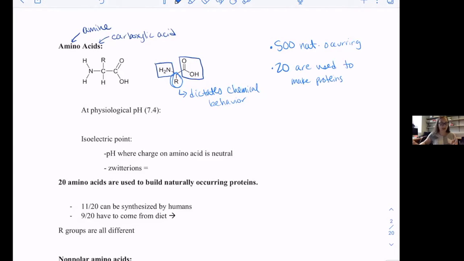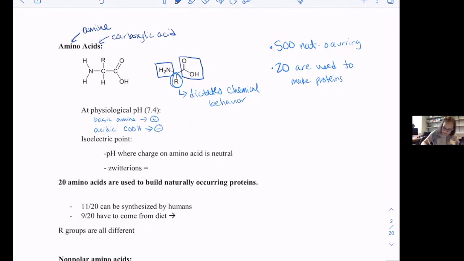Another feature about amino acids is we have to think about the charges associated with them. At physiological pH, which is 7.4, meaning the average in our bodies, the amine is going to be basic. So it's going to have a positive charge on it because it's stolen a proton, because it's a base. We've talked about amines in chapter 14. And then the acidic carboxylic acid, which I'm going to write as COOH, is going to have a negative charge.